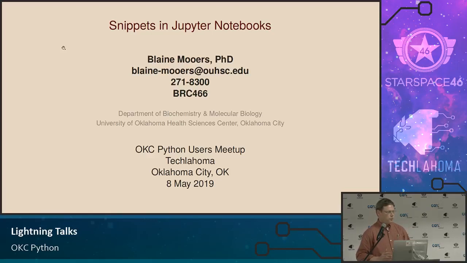So I'm Blaine Mooers. I'm an associate professor in the Department of Biochemistry and Molecular Biology at the University of Oklahoma Health Sciences Center here in Oklahoma City. And the title of my talk is Snippets in Jupyter Notebooks.